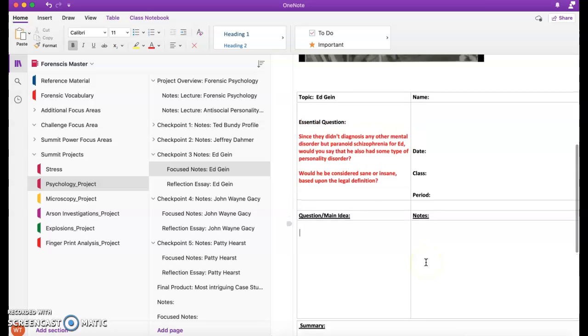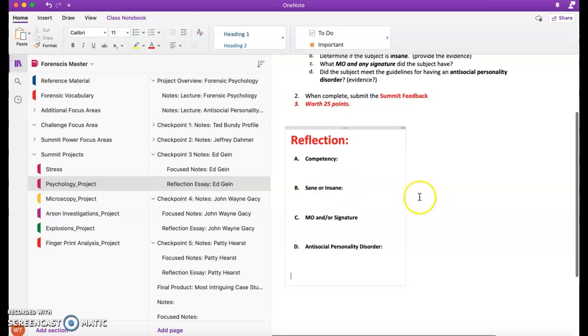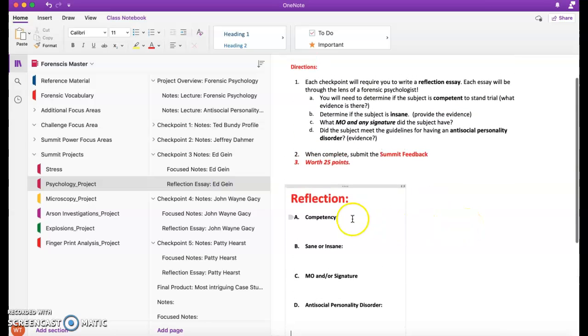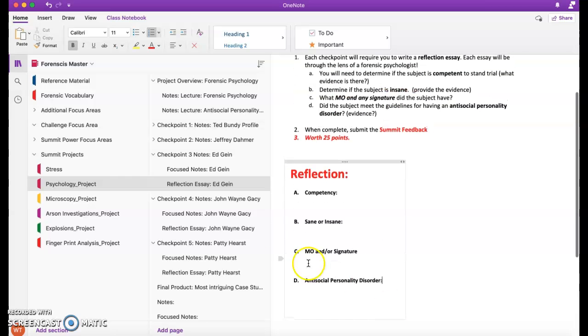And it is important that you get a lot of evidence from this video because you will need that evidence in the reflection to determine whether you would consider him to be competent, sane, what was his motive, and his signature. I think this one is pretty obvious. He had multiple signatures. And would you have given him an antisocial personality disorder?